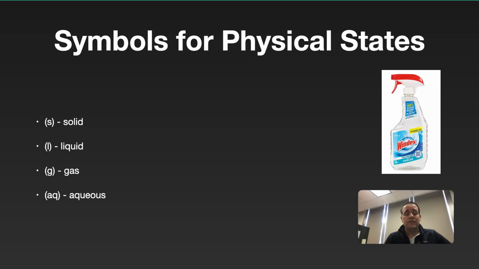We also use different symbols for the physical states to be very precise in our chemical reaction. I think we're most familiar with S for solid, L for liquid, and G for gas. And we're going to start encountering AQ for aqueous, which means the substance is a solution dissolved in water, just like this Windex glass cleaner up here on the slide.